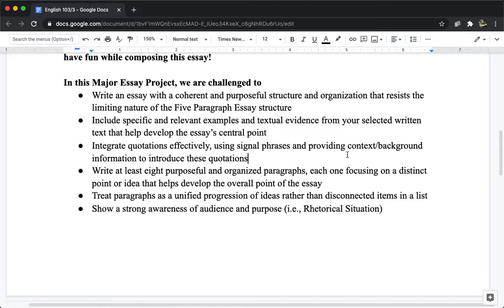We also want to make sure that we're providing context for these quotations. Imagine that you have a portion of your audience who has not read this article that you're analyzing. So in order for them to understand your essay, you need to fill them in and provide that context or background information. What are the quotations referring to, so that your reader will make sense of that? It will make sense to them.